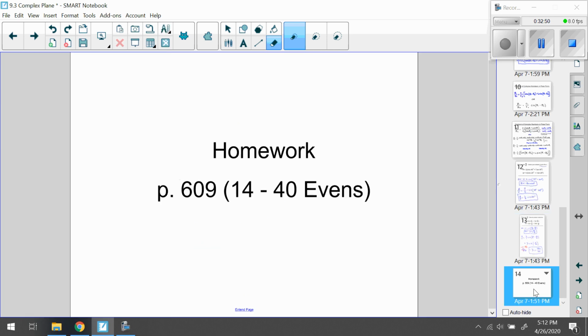All right, if you haven't seen the homework yet, here it is. It's page 609. We're going to do 14 through 40 evens. I'll put all the answers in the section for today's work in the Google Classroom, so you can check those as you go or when you're done. And then I would encourage you to use that cis notation. That's how I expressed all my answers, and it's certainly faster and easier to write. And so I would encourage you to do the same thing. And so good luck with that.